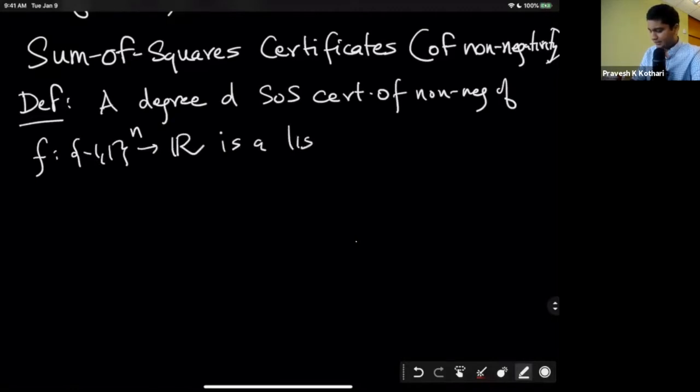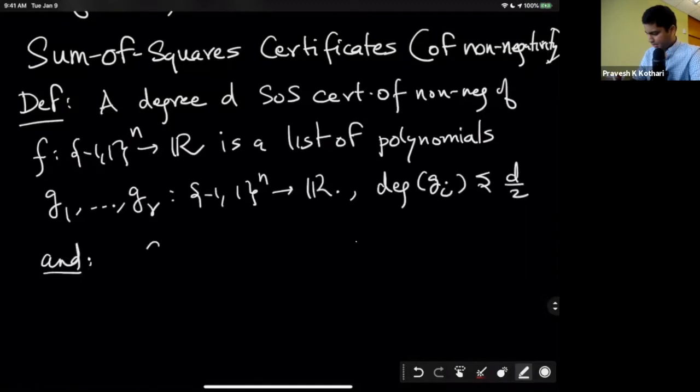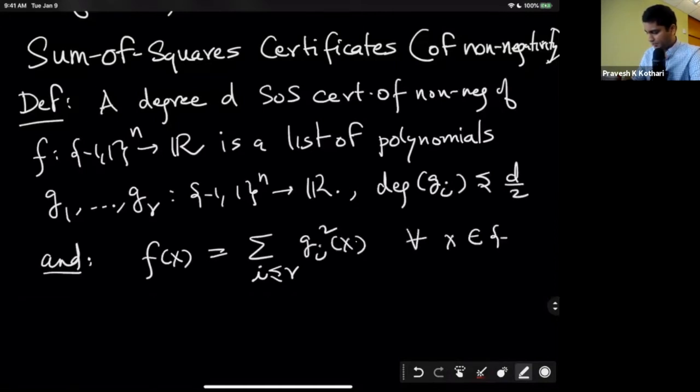is a list of polynomials. Let's say G1 up to G sub R, also on the hypercube. Each G sub I has degree at most, let's say, D over 2, and F of x equals the sum over I at most R of G sub I of x squared, for all x in the hypercube.